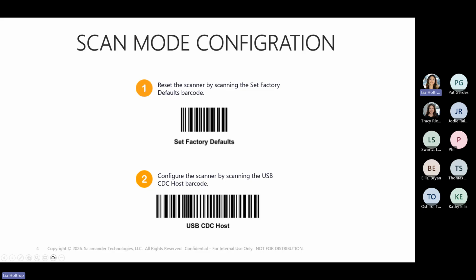Once you scan this, your USB scanner should reset. You'll hear a couple of sounds. Once that's done, it's going to reboot and then you're going to scan this USB CDC host barcode. Again, if successful, the scanner should sound and reboot again. It's going to create a virtual serial port within your Windows Device Manager on your computer. Once it does that, your scanner is ready to connect to Salamander Live for scanning. Again, these barcodes are available within all the various user guides.